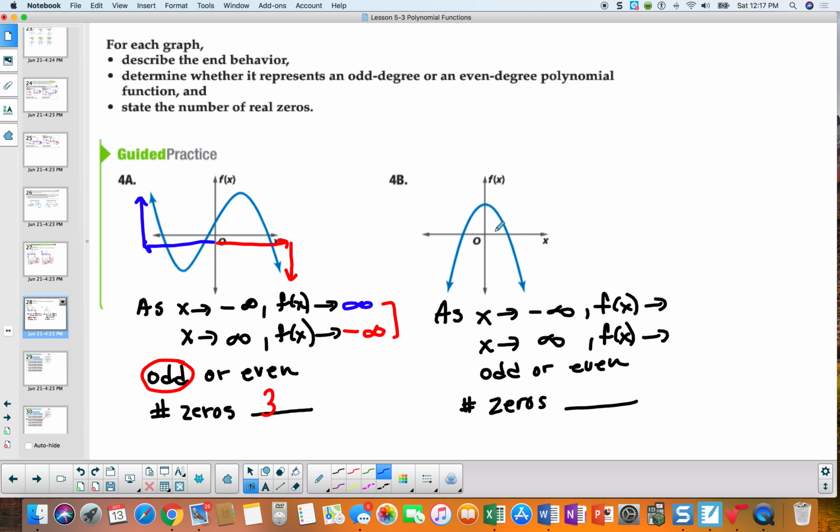Let's do it again. We're going to allow x to go to negative infinity. Notice that the y's are going negative, so that's negative infinity. Now let's look at positive. As x approaches positive infinity, it looks like the y's are also going down. Now since they're the same, we know this is an even function, and the number of zeros, how many times it crosses the x-axis, is 2.